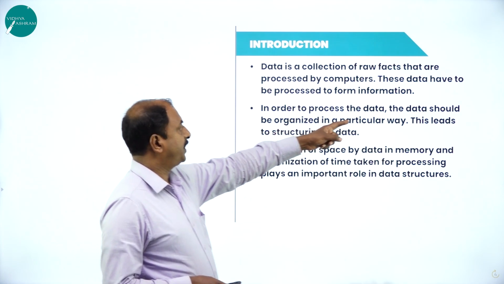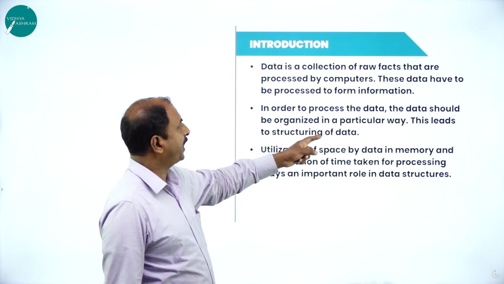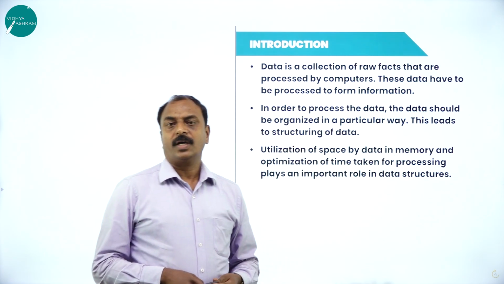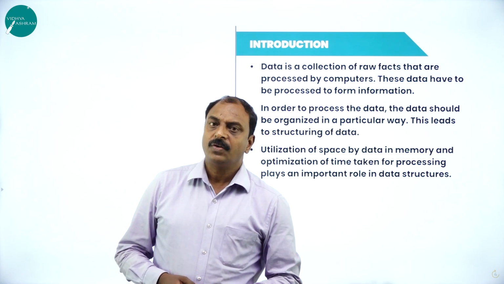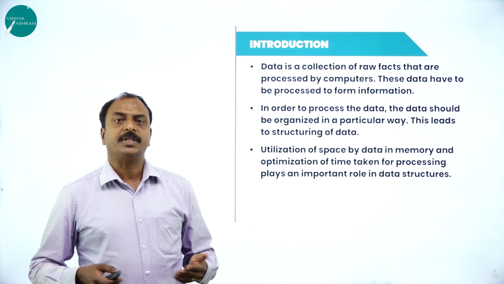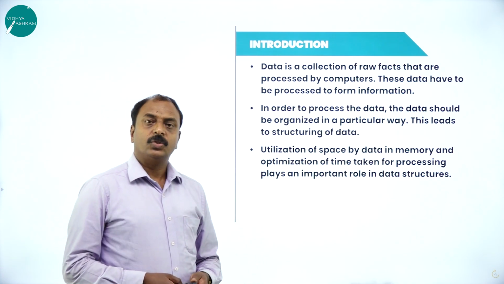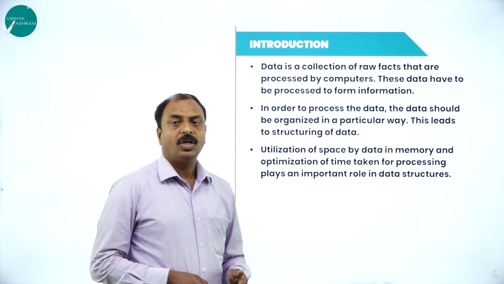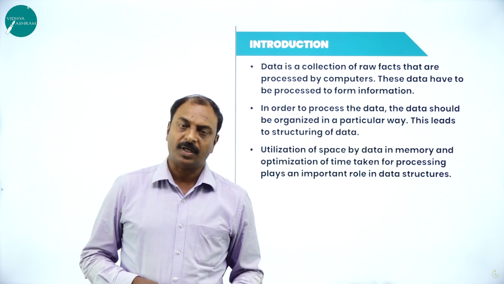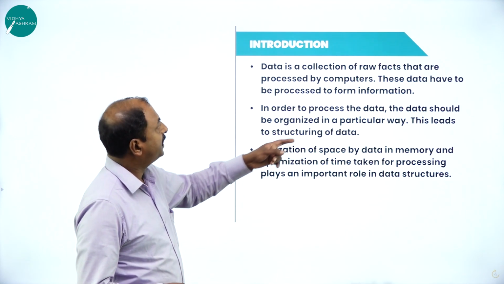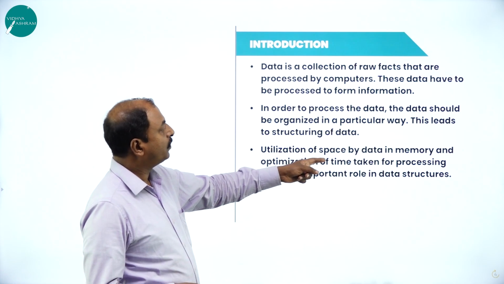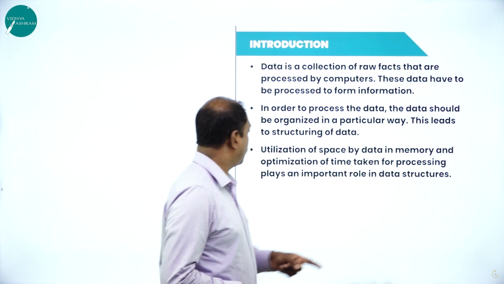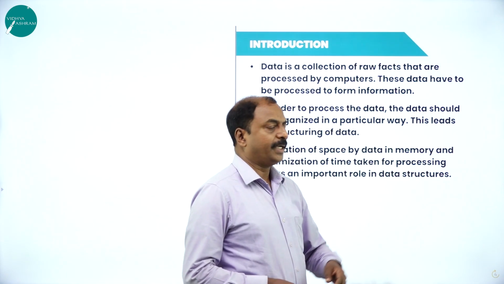Fine. In order to process, the data should be organized in a particular way. This leads to a structuring of data. So, for effective data processing system, we have to store the data in a memory effectively. So, the meaning is that these data have to be structured, or we have to store the data in a memory in a proper way. That is data structure. So, utilization of space by the data in the memory and optimization of time taken for processing plays an important role in data structure.